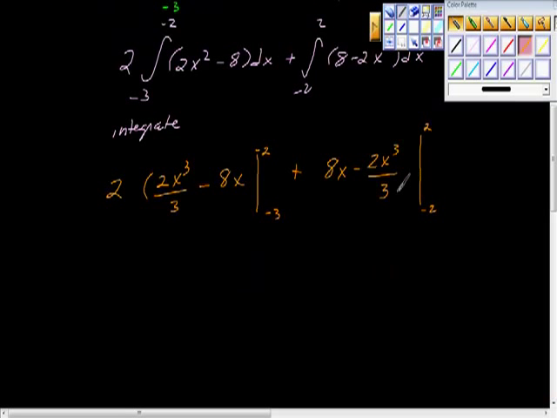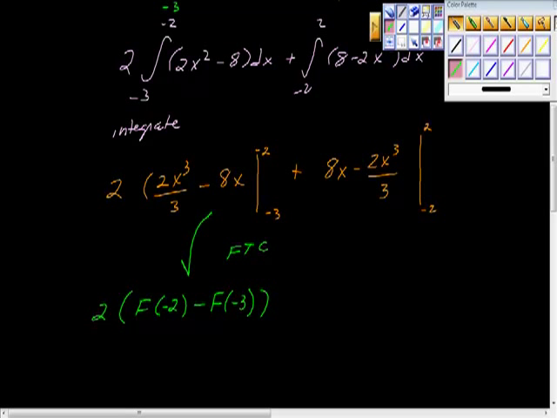And finally, to wrap it up, we're going to apply the fundamental theorem of calculus. We're going to take 2 times f of -2, the highest value, minus f of -3, and that's this piece right here, isn't it? That gives us the area value here. Now we're going to do this piece here.